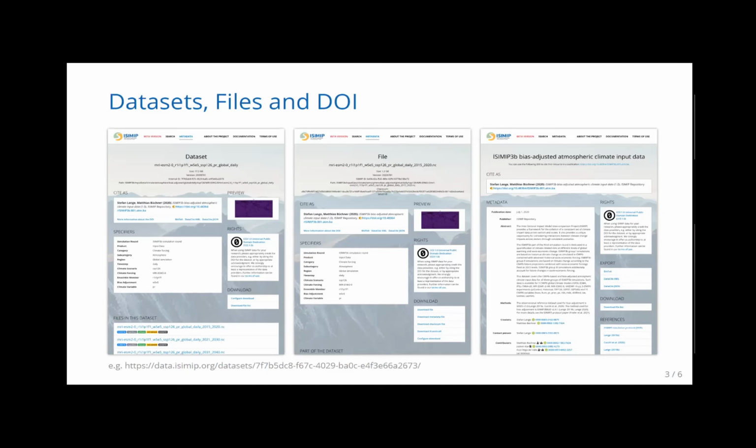For each data set and file, we also have a little, you see that in the little screenshots, it's called Cite As. So it's kind of a recommendation or a suggestion how you should attribute and cite the data set in your work. Okay, can you go to the next slide?